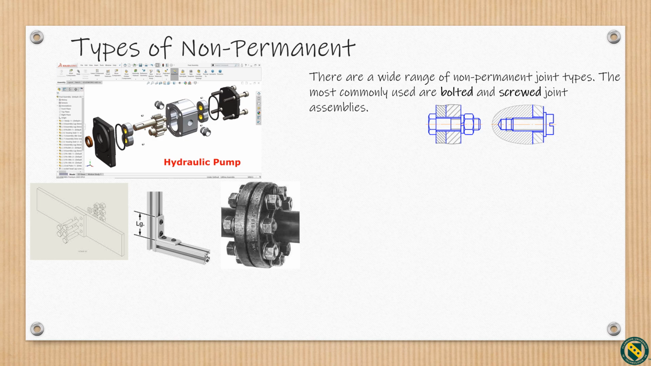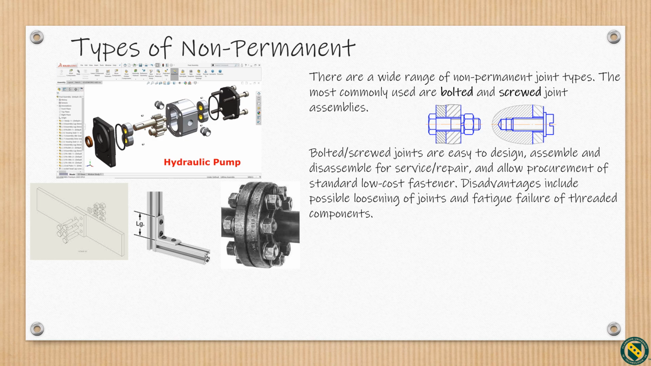There are a wide variety of non-permanent joint types, with bolted and screwed joint assemblies being the most common. Pictured here, we see a hydraulic pump with its numerous internal moving parts sandwiched together by two outer plates and 4 screws. On the bottom left, we see a typical structural lap joint with 5 bolts and nuts and 2 overlapping structural members. In the middle, we see 2 80-20 structural channels held together with an angle bracket and screws that tighten sliding nuts inside the slots. Engineers often use 80-20 for frames and prototypes because of its adjustability. On the bottom right, there is a flanged pipe assembly joined by a high-density pattern of bolts around the flange circumference.